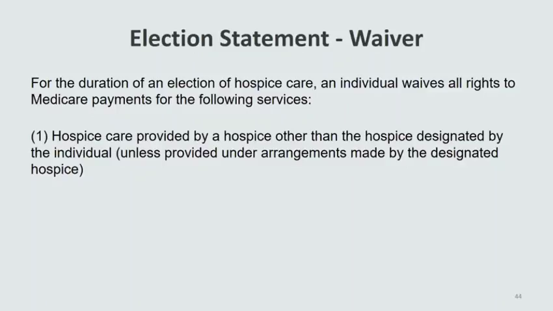Okay, so what the waiver states is that an individual, by electing the Medicare hospice benefit, is waiving all of their rights to Medicare payments for the following services. Any hospice care that's provided by a hospice other than the one they're choosing care from right now. That's why it's important to have your name on the election statement. So if another hospice is providing care to them too, that other hospice is not going to be paid.